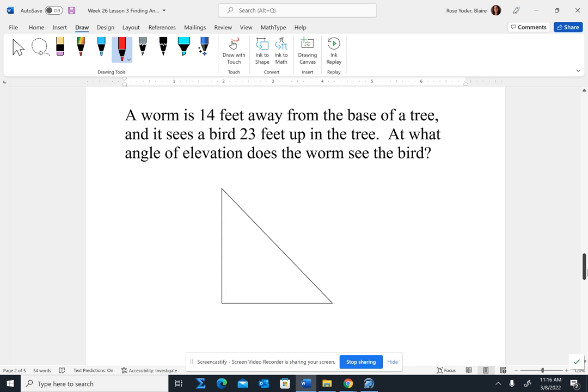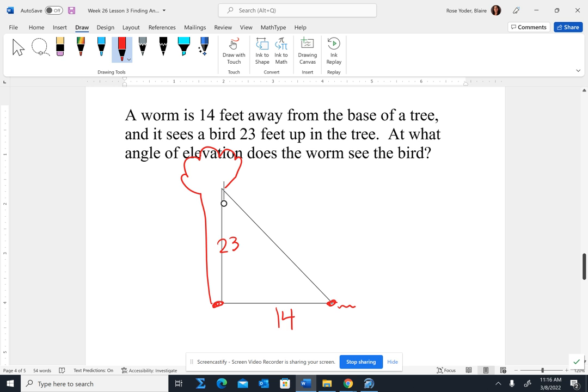A worm, there it is, 14 feet away from the base of a tree. It's my beautiful drawing. Base of the tree, worm, 14 feet apart. That's where my 14 goes. It sees a bird 23 feet up in the tree, 23 feet high. At what angle of elevation does the worm see the bird?